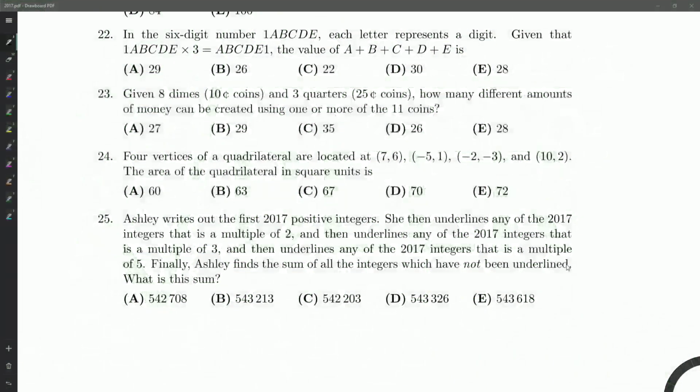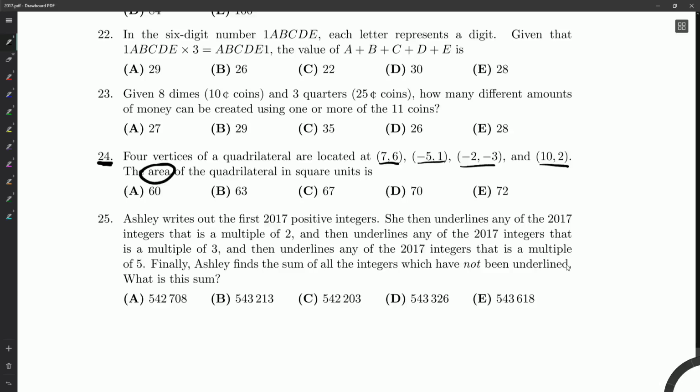Root Beer here, looking at the penultimate question, question 24, on our 2017 Gauss paper. Four vertices of a quadrilateral are located at (7, 6), (-5, 1), (-2, -3), and (10, 2). The area of this quadrilateral is... Okay, so we're looking for area.